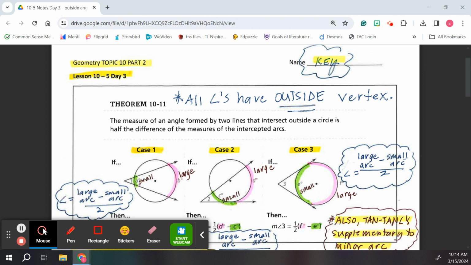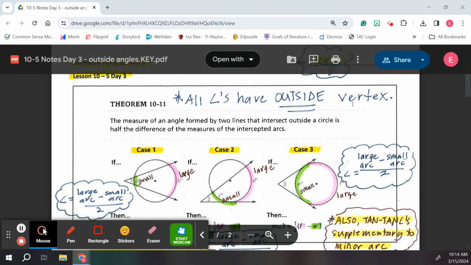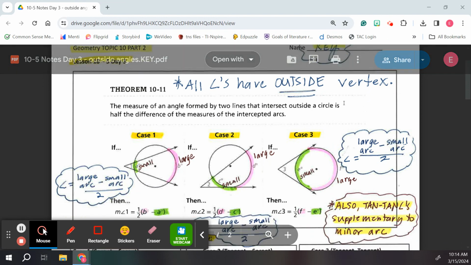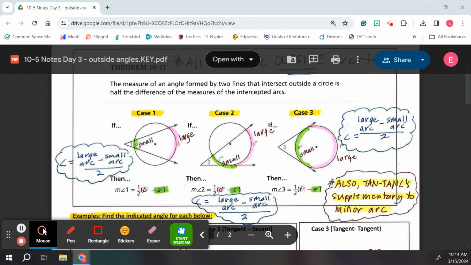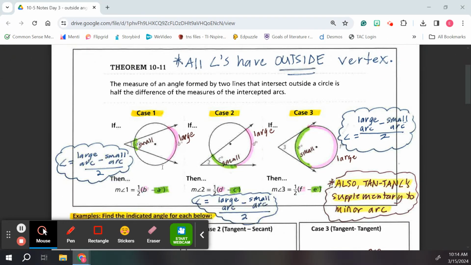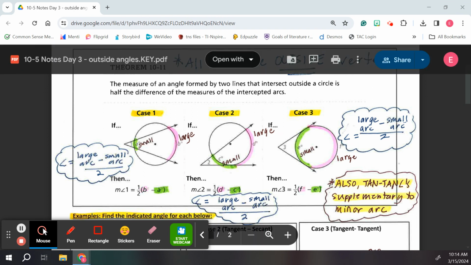So here's one thing that needs to be noted. All angles have an outside vertex. So we have three different cases. Case one, where we have two secant lines, we would take the angle measure for this outside angle. It's going to be the large arc minus the small arc divided by 2, okay?